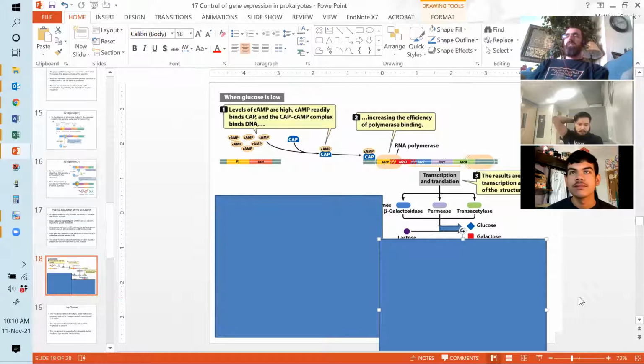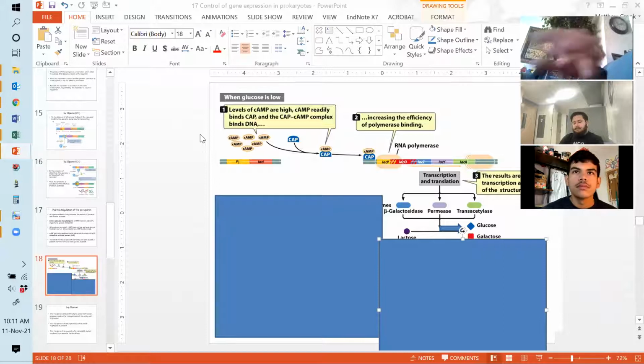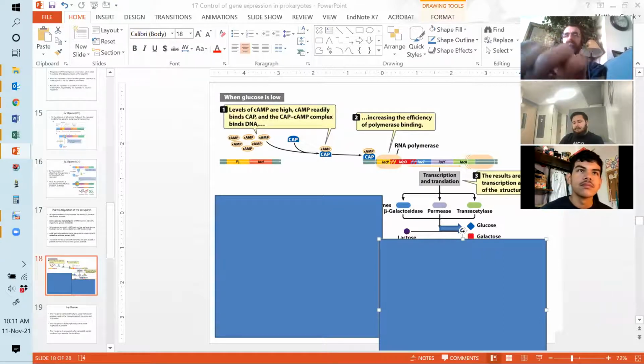And so essentially, cyclic AMP is detected by another protein called the catabolite activator protein. That's what this thing in blue is. Catabolite activator.